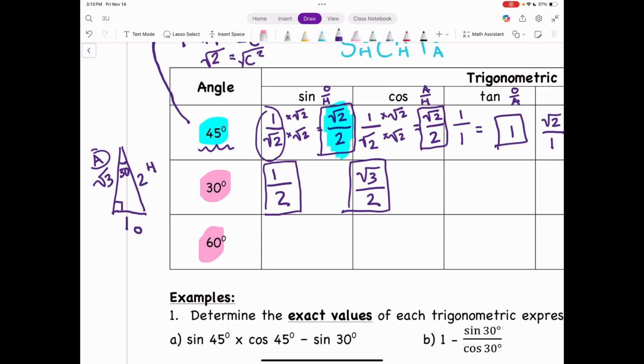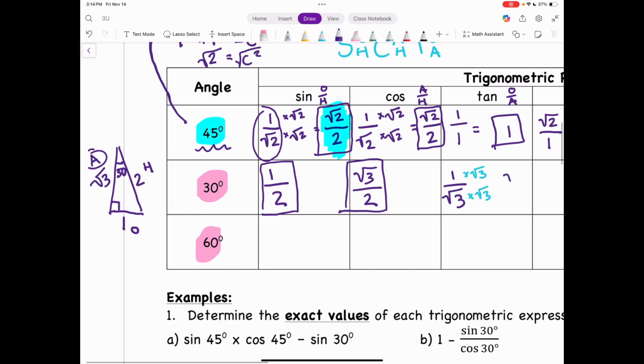For tan at 30 degrees, we're going to have opposite over adjacent. So opposite is 1, and adjacent is the square root of 3. Now, this is technically the correct answer, but as mathematicians, we do not appreciate having a square root in the denominator. So to deal with that, we will just multiply the denominator and the numerator by the square root of 3, and we will get the square root of 3 in our numerator, and then just 3 in our denominator. So that's the exact answer, the trig ratio for tan at 30 degrees.